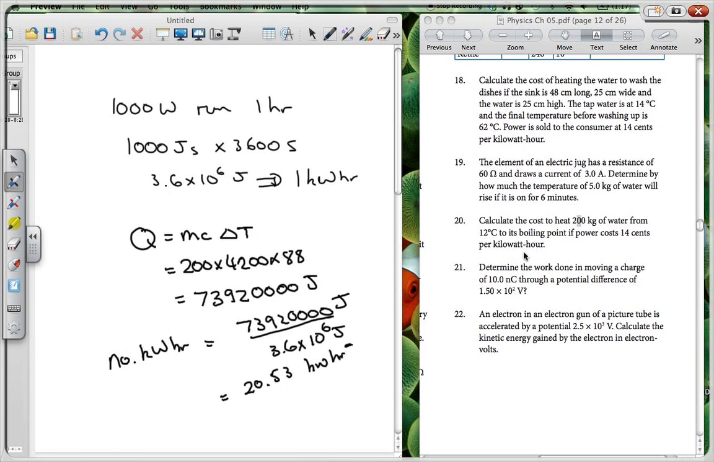And it tells me here that it is 14 cents. I've got to obviously multiply, the cost will equal that times 14, and I get 287 cents that it would require.